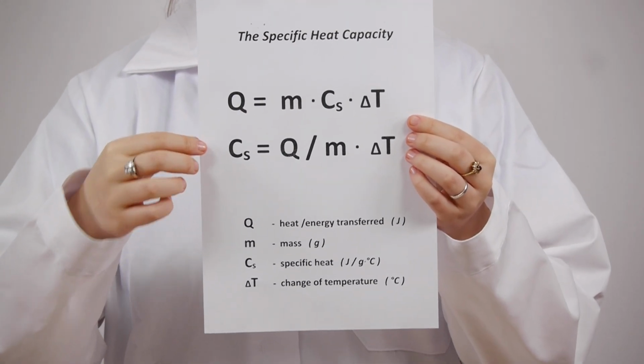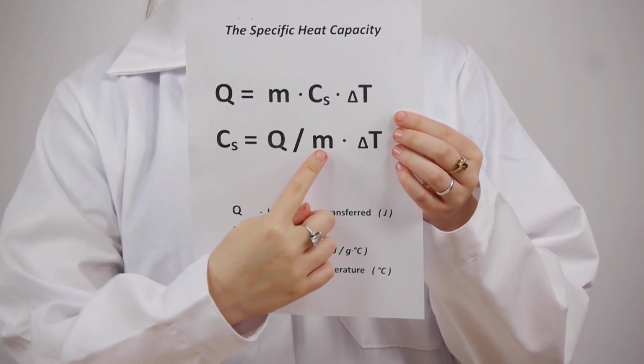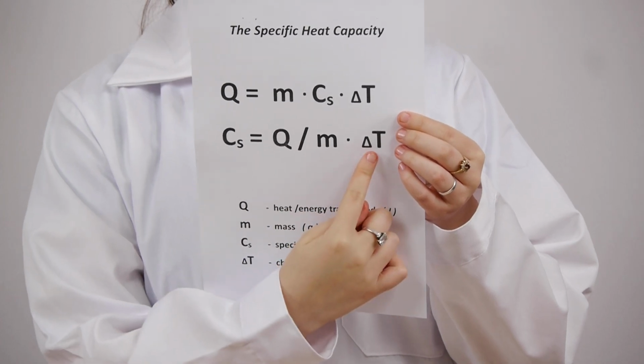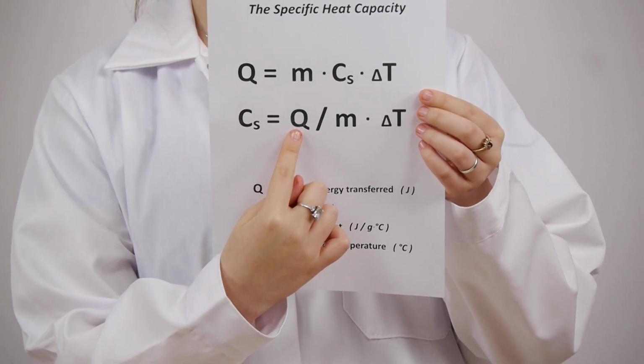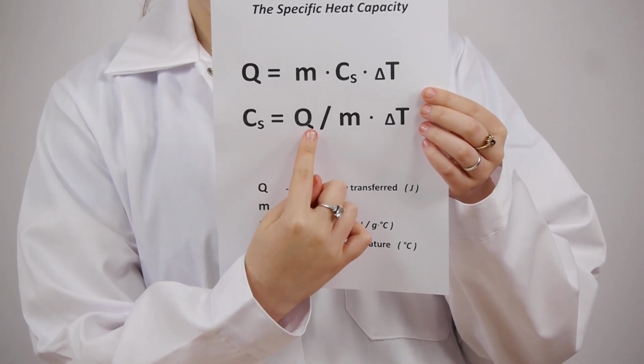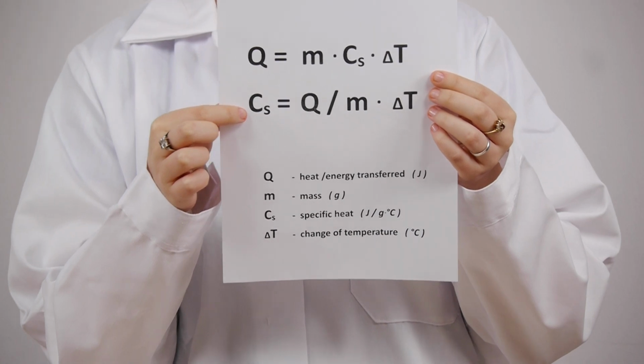We can write this formula as follows. In order to heat up 1 kilogram of water by 1 degree Celsius or Kelvin, we need 4,200 joules. And that's the specific heat capacity of water.